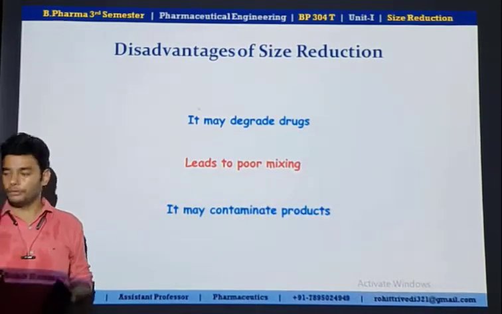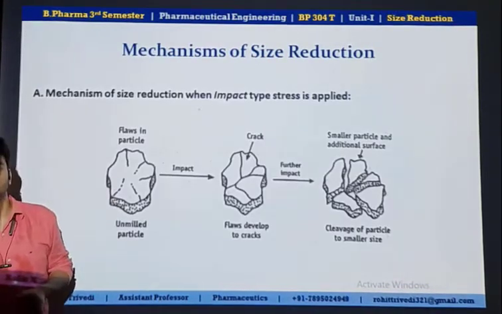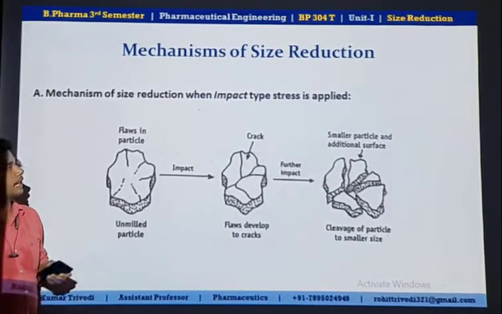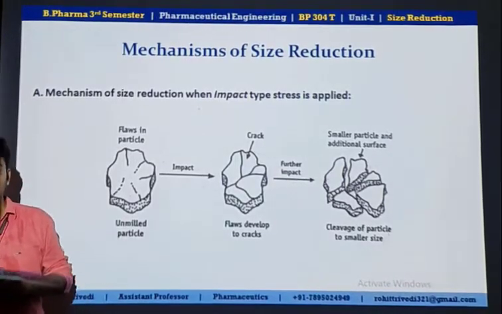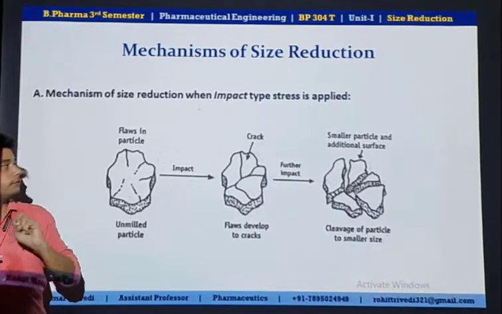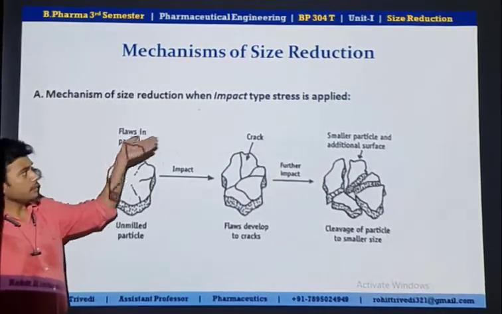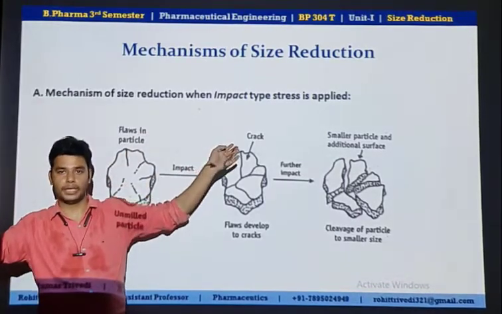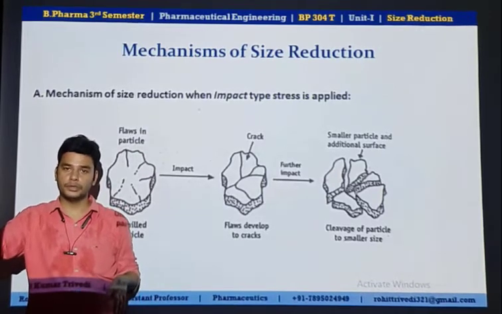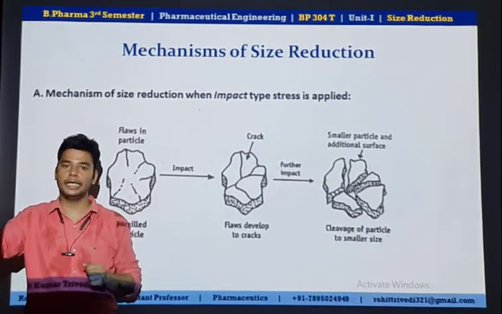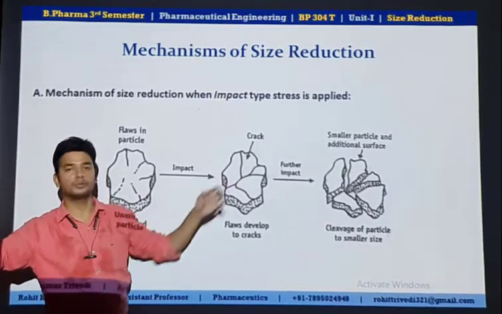Now, moving further, the mechanisms. We are using several mechanisms. Basically, we have two kinds of mechanisms. The majority of our machineries work on two mechanisms, and we will discuss them one by one. The very first is impact. As the name indicates, we apply a strong force, hitting a particular solid material very strongly, and it will be broken down into smaller particles.